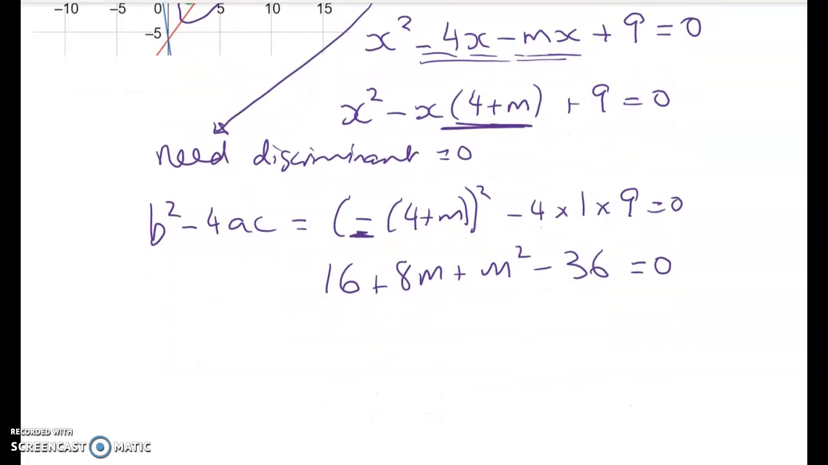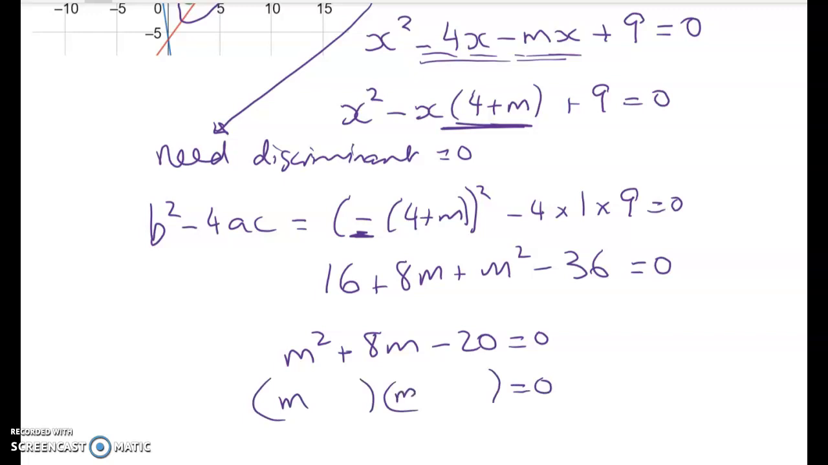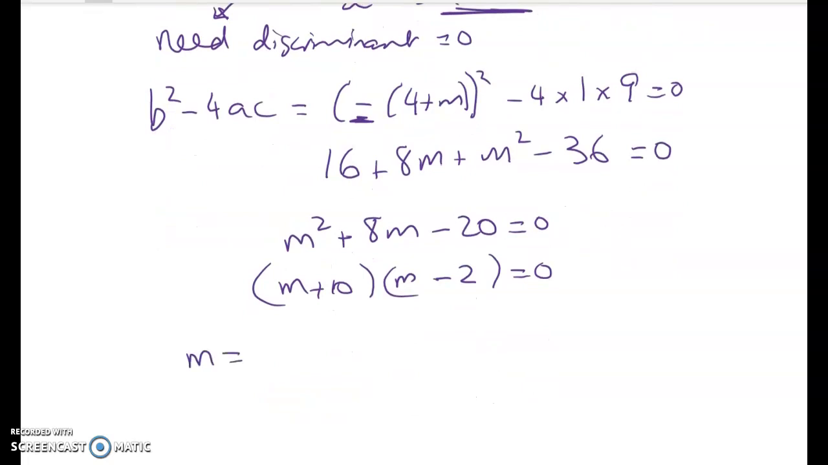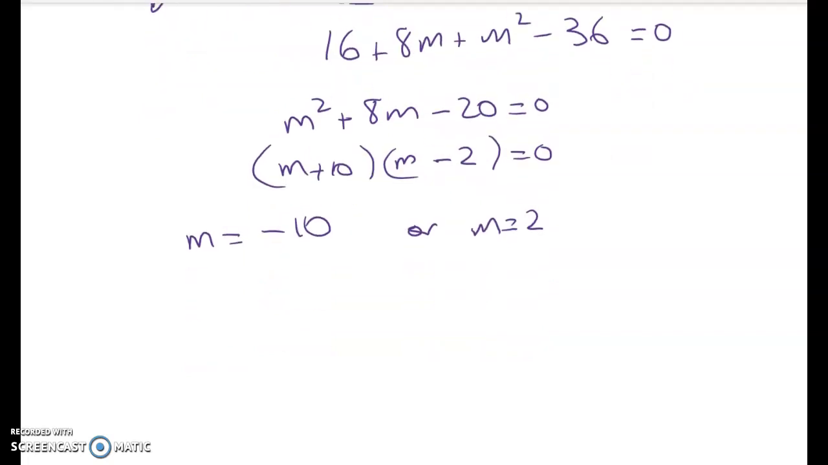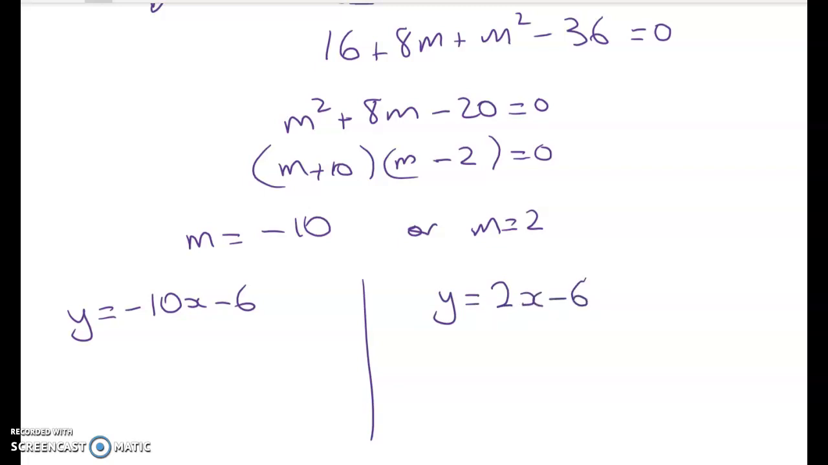So you can see this way of doing it is going to let me solve for m first. So we've got m squared plus 8m minus 20 equals 0. That gives me (m plus 10)(m minus 2), giving me my two solutions. So how cool is that, right? So we get m is negative 10 or m is equal to 2. And now we go back and we have to figure out the x coordinates. So for my first line, I've got y equals negative 10x minus 6. And for my second line, I've got y equals 2x minus 6.